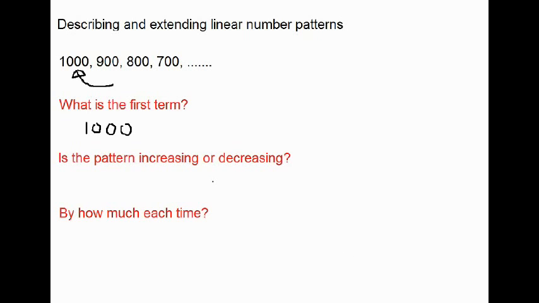Next, the question asks, is the pattern increasing or decreasing? Well, to go from 1,000 to 900, we're going lower. Our values are getting smaller here. So in this case, it's decreasing.